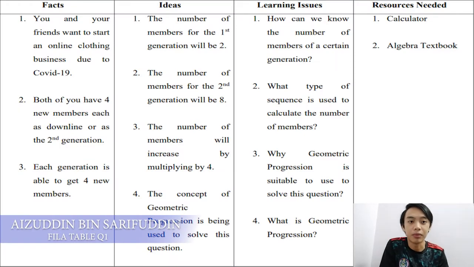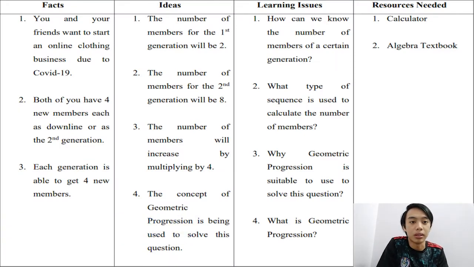I will present about the FILR table for question 1. Number 1, for the facts. Number 1, you and your friends want to start an online clothing business due to COVID-19. Number 2, both of you have 4 new members each as downline, or as the second generation. Number 3, each generation is able to get 4 new members.